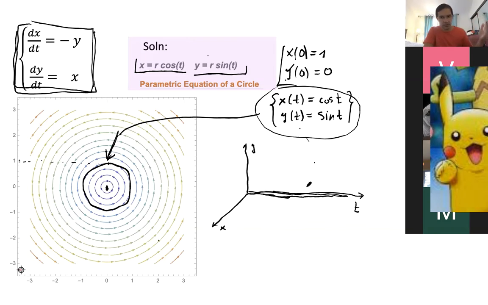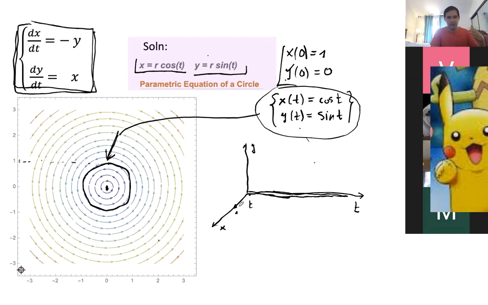The constant solution, this is the unique equilibrium solution to this differential equation, and it corresponds to this point. Now, how do we think of this circle solution? When t is 0, then we have cosine of 0, which is equal to 1. So we are on this 1. And when t is 0, then y of 0 is sine of 0, which is 0. So y is 0. So we have exactly this point.